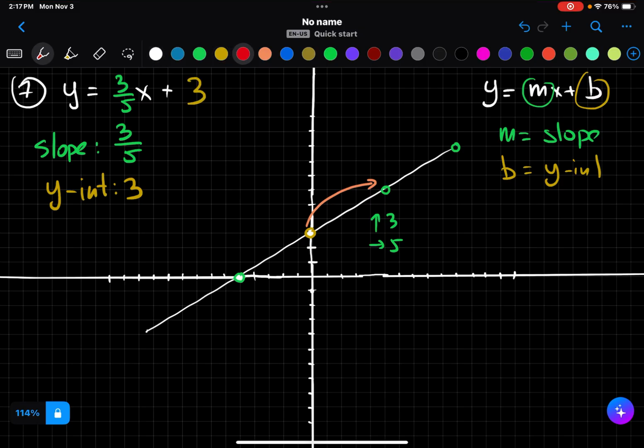And that's it. That is what I'm looking for. That is the equation of this particular line. Let me know if you have any questions. Pause this if you need to, and let's set up for number 8.